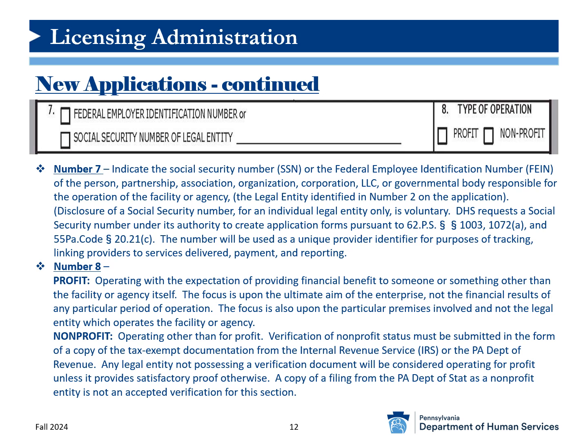A copy of the filing with the Pennsylvania Department of State as a nonprofit entity is not accepted as verification for this section. The Department of State does not require verification, and therefore if you submit something as a nonprofit, they may consider you a nonprofit. However, we need further verification of that, again, from either the Internal Revenue Service, IRS, or the Pennsylvania Department of Revenue.